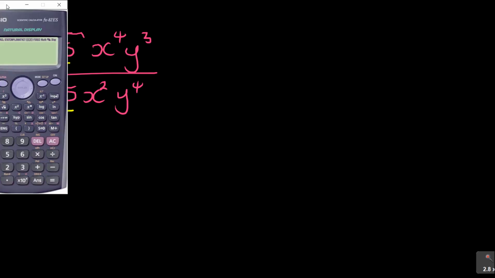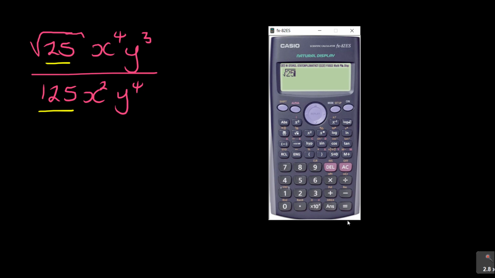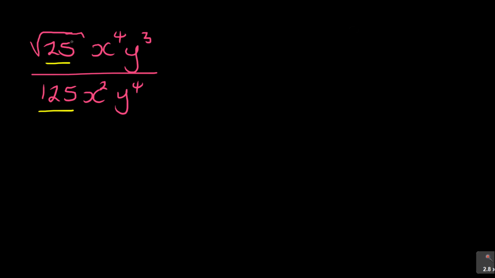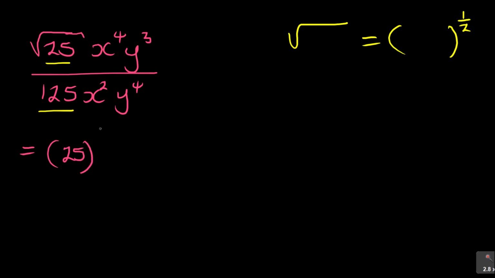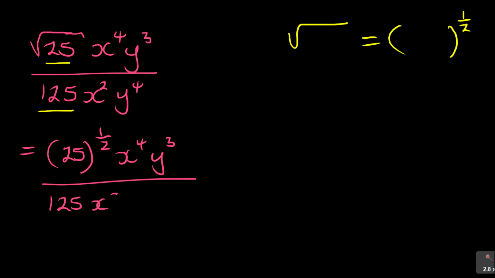If I take my calculator and say square root of 25, you see it's 5, but I need to know how the calculator did that. The sign square root, you must know it means bracket to the power 1 over 2. Don't forget that. So here I can say this is equal to bracket 25 to the power 1 over 2, then x to the power 4, y to the power of 3 over 125. Let's leave it like that for now. x to the power of 2, y to the power of 4. That is what it means.